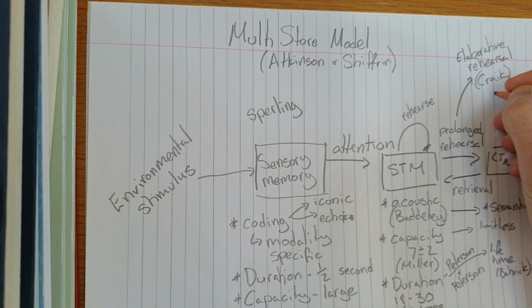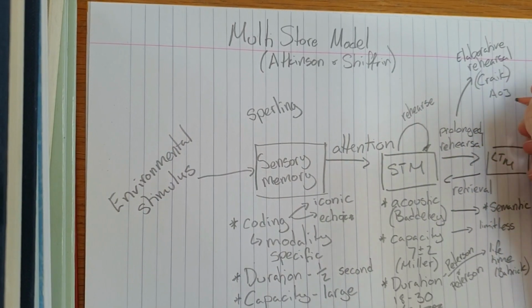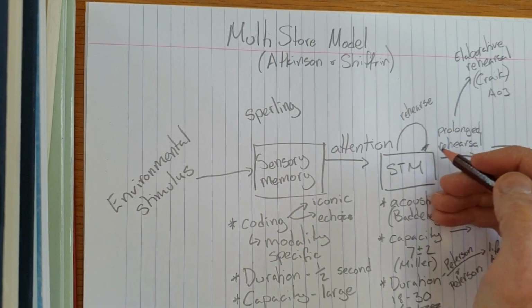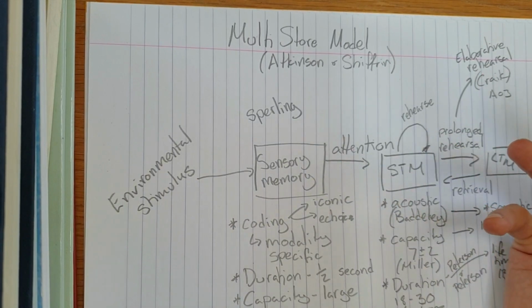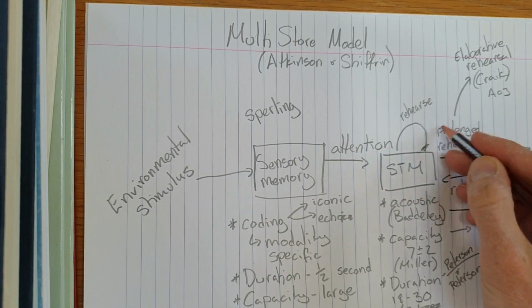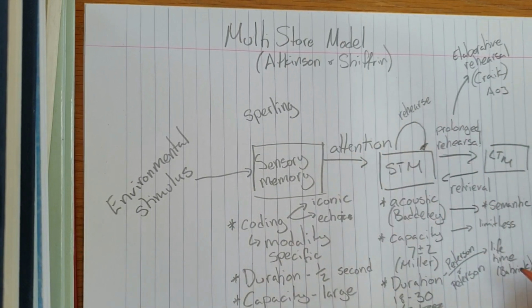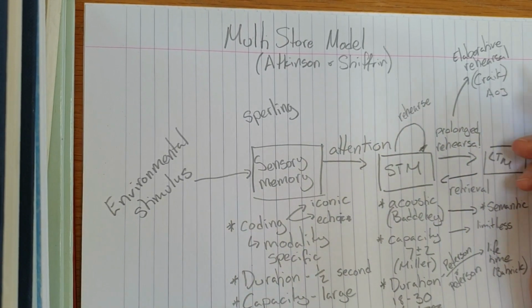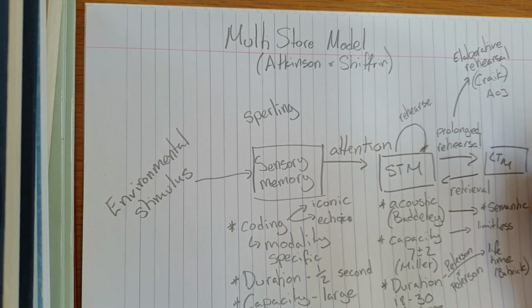And he called that elaborative rehearsal. I would use that as AO3, as an evaluation point. Therefore, I would always say in our description of the multi-store model, to get information from short-term memory to long-term memory, that's prolonged rehearsal, rather than elaborative rehearsal. And I'd use the idea of elaborative rehearsal as AO3.